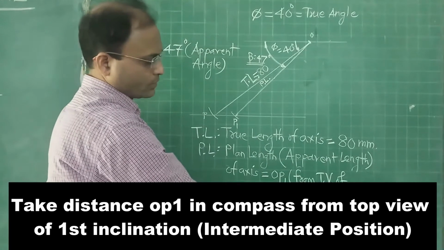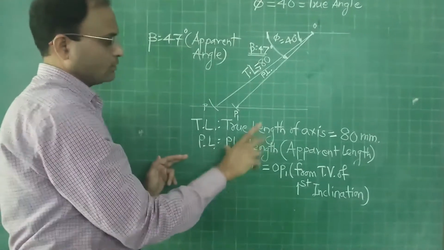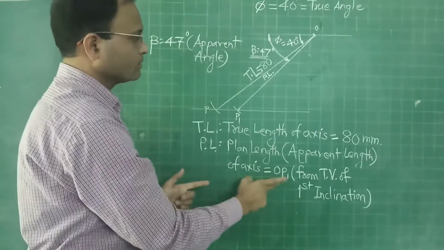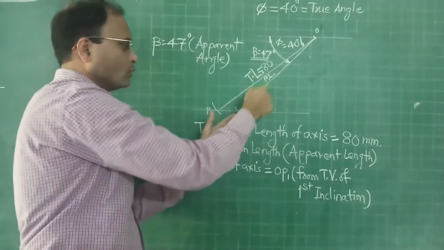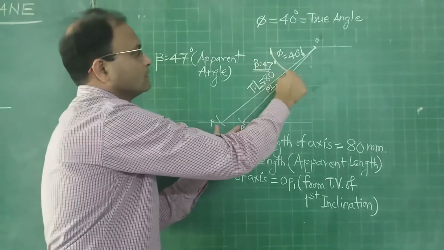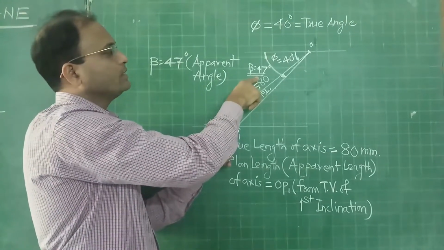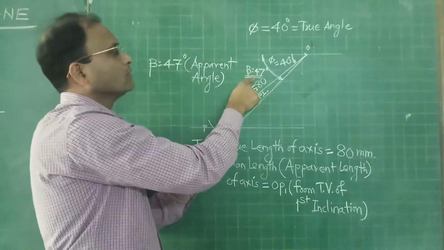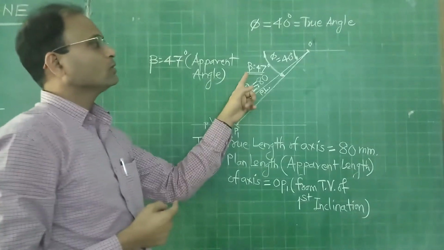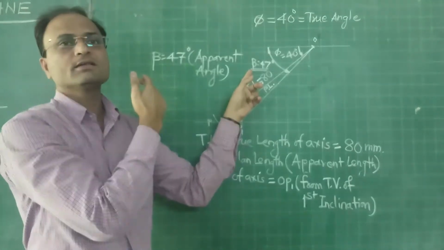So we have to take the top view of the first inclination, and from that we have to take the distance OP1 in the compass, mark it along this, and finally join O with this. The angle we get in this case is 47 degrees, so the apparent angle of the axis is 47 degrees. For applying the second inclination, we now have to draw the axis at 47 degrees. Let us see how to obtain this second inclination.